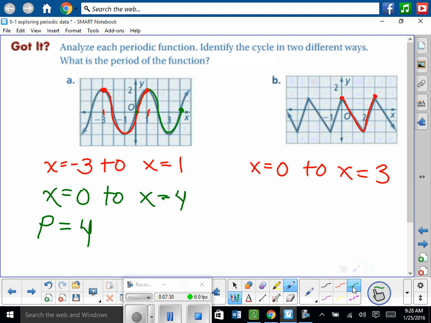I'm going to randomly choose another one. I'll start at the bottom right here, go up and back down to the bottom. So that was at x is equal to -4 to x is equal to -1. So the length of my cycle is called a period. Period is the length of one cycle. So let's count how many units. 1, 2, 3. Same thing here. You can always check it by checking both. 1, 2, 3. So you see how the period is the length of a cycle. Questions on that?